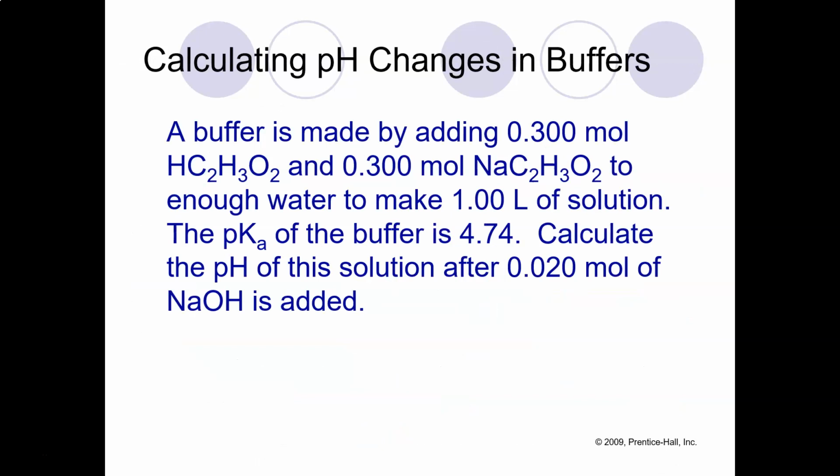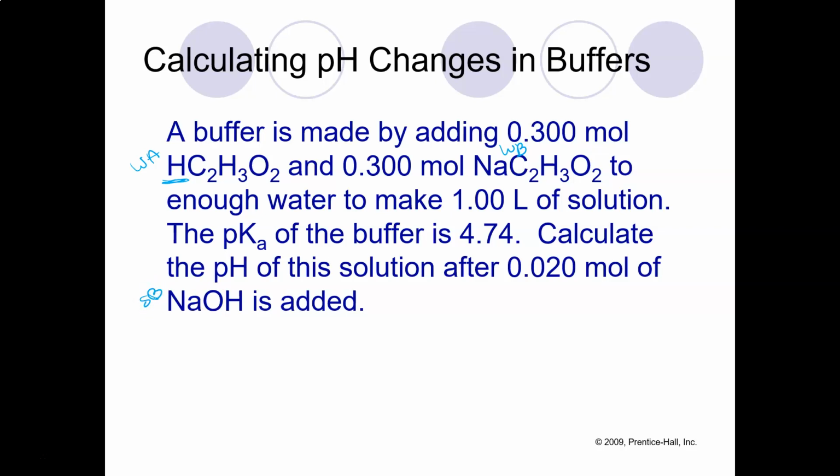Here's my problem. A buffer is made by adding some amount of acetic acid, and I know it's an acid because it starts with an H. It's a weak acid because it's not one of the 7 strong ones. And sodium acetate, which is going to be a weak base because it looks like acetic acid, only the hydrogen is gone and replaced with a sodium, with enough water to make 1.00 liters. I was really nice and I already calculated the pKa value. So it's not the Ka, it's the pKa. We're supposed to calculate the pH of this solution after 0.020 moles of sodium hydroxide, which hopefully you recognize as a strong base, is added.